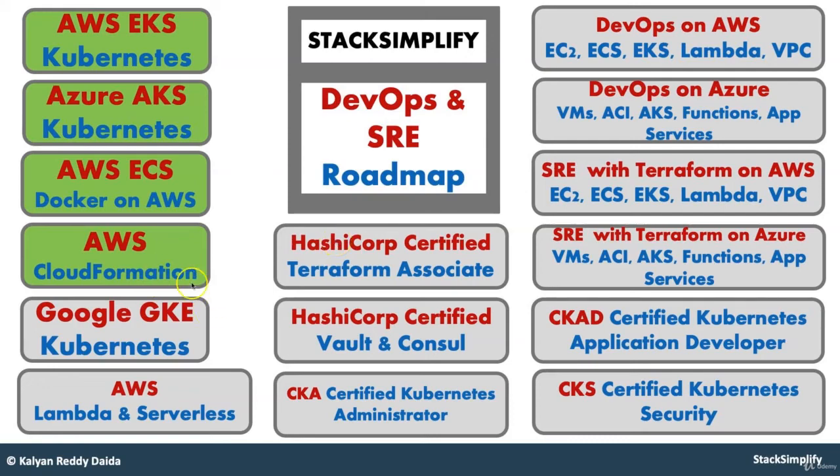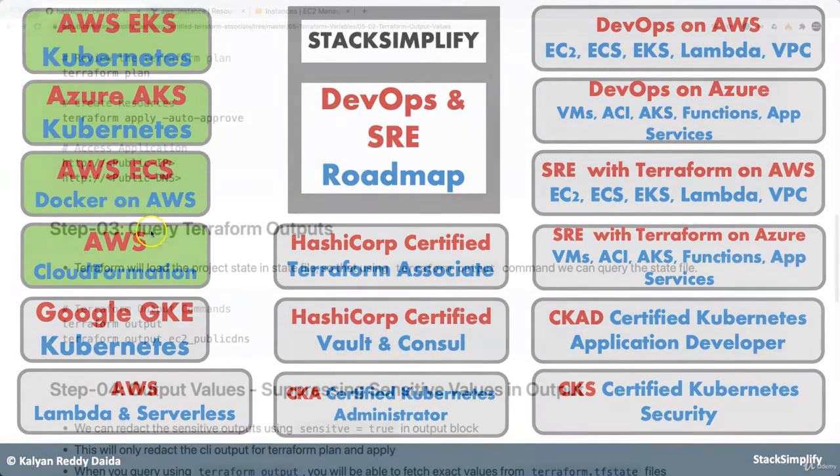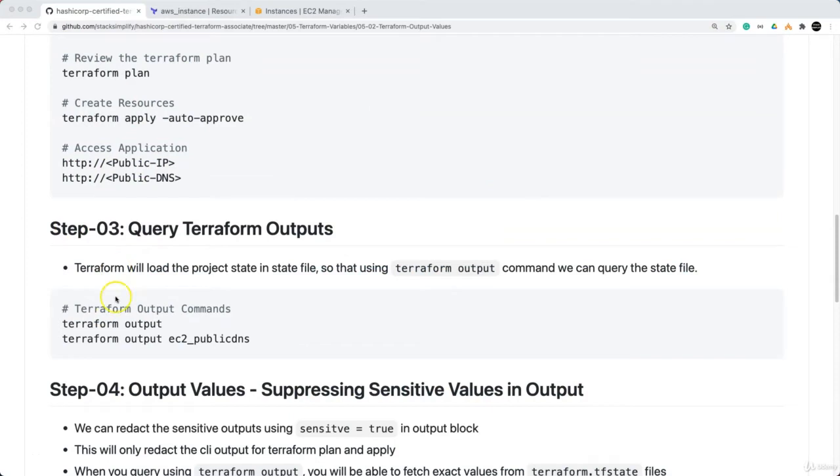Welcome back. In this lecture, we are going to learn about step 3, step 4 and the other steps of the Terraform outputs. As part of step 3, we are going to learn querying the Terraform outputs. Terraform will load the project state in the state file, so using the terraform output command, we can query the state file.